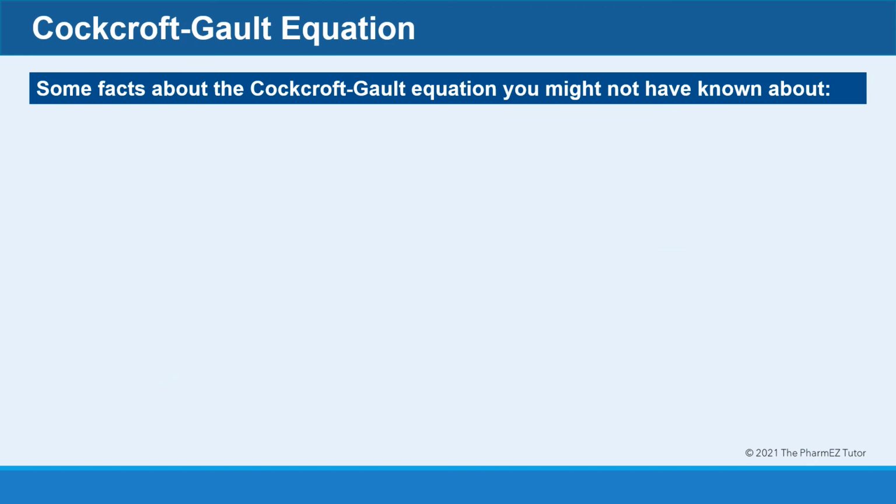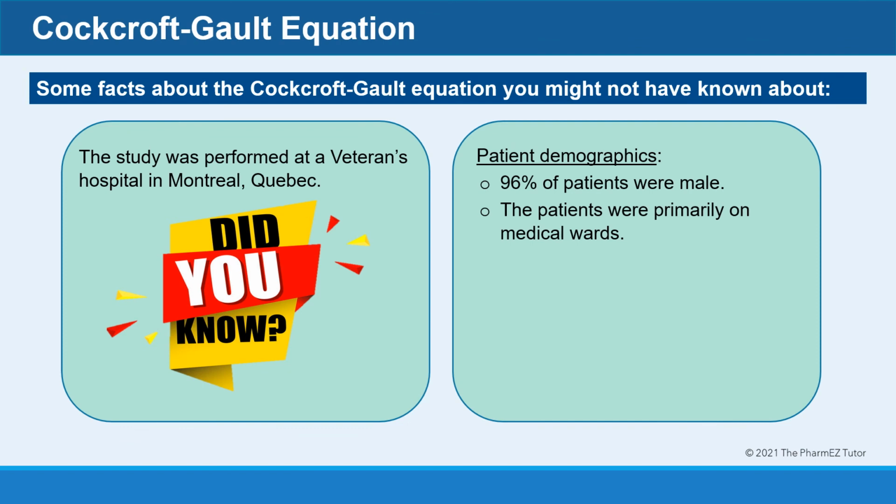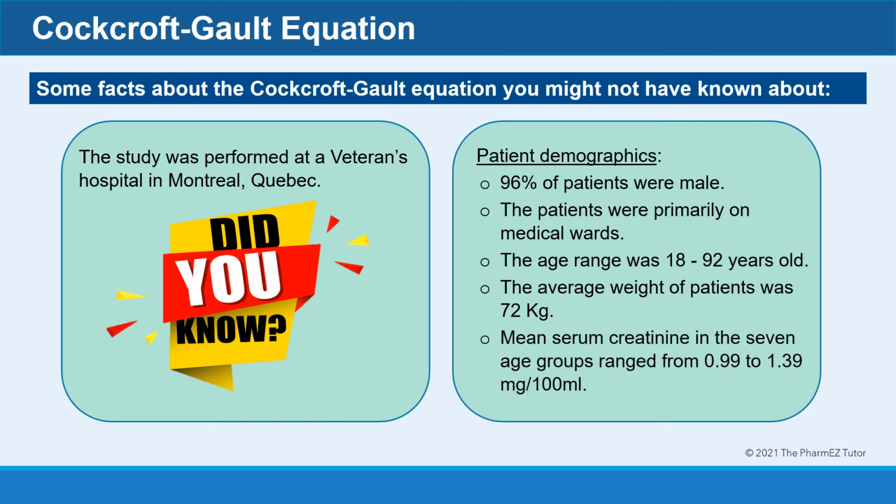Here are some interesting facts about the Cockcroft-Gault equation you might have not known about. The study was performed at a veterans hospital in Montreal, Quebec. Of the patient demographics, 96% of patients were male. The patients were primarily on medical wards, not in ICUs. The age range was 18 to 92 years old. The average weight of patients was 72 kilograms. And the mean serum creatinine in the 7 age groups ranged from 0.99 to 1.39 milligram per 100 ml.